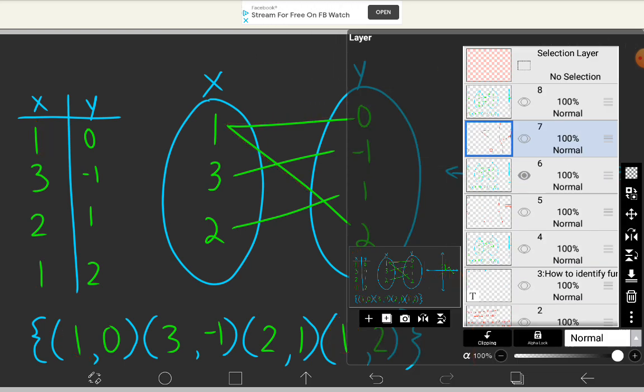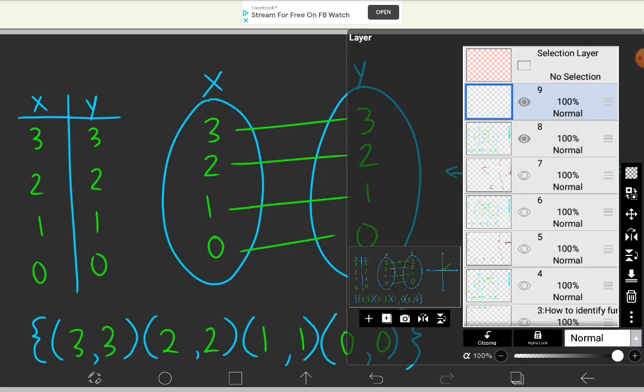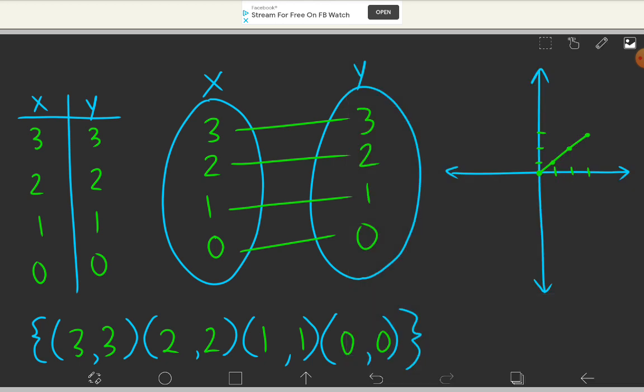Alright, our final example. So we're going to look at the table again. When x equals 3, y equals 3. When x equals 2, y equals 2. When x equals 1, y equals 1. And when x equals 0, y equals 0. We can see that the x values do not repeat, so it is a function. But this time we also see that the y's don't repeat either. So this is a one-to-one function.